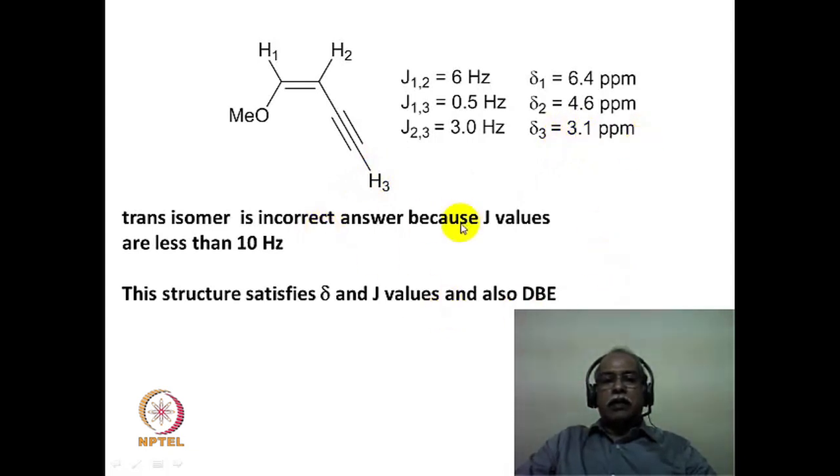The trans isomer is an incorrect answer because the J values are less than 10 Hertz. The structure satisfies in terms of delta value as well as the J value as well as the double bond equivalence of this compound. So, this gives you an illustration of how to extract the information of chemical shift values and coupling constant values and logically solve the structure of this simple molecule of this kind. Thank you very much.